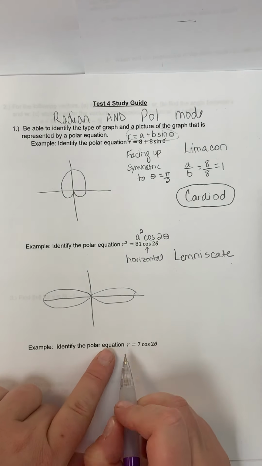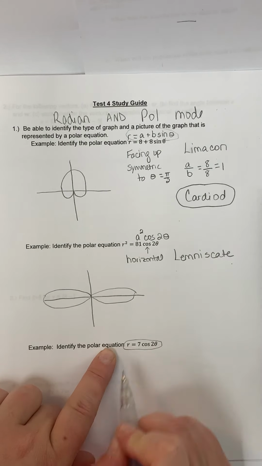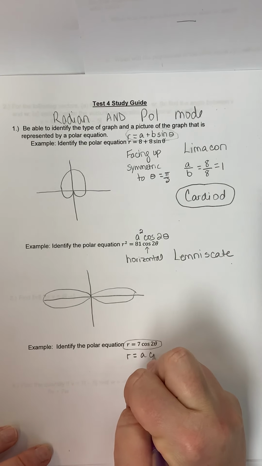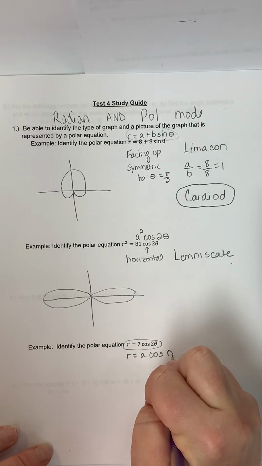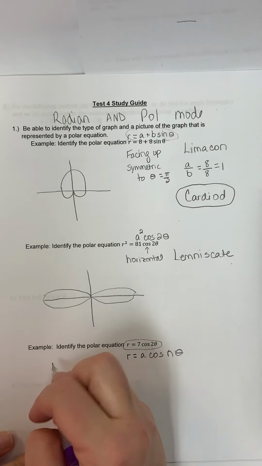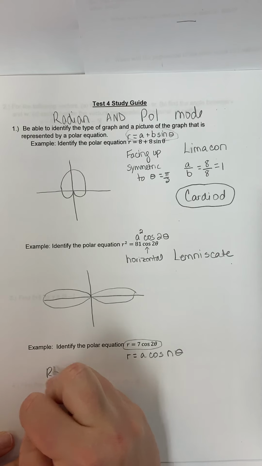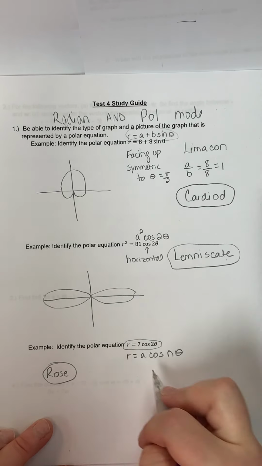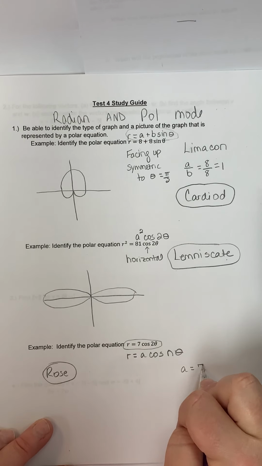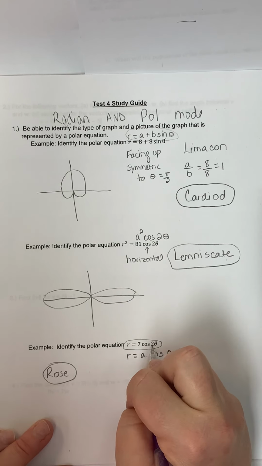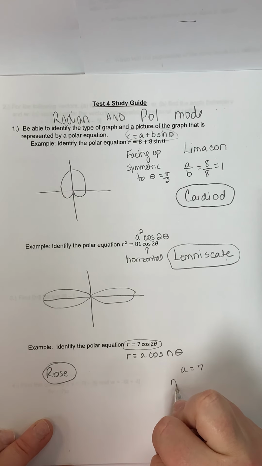And then last but not least, we have this little guy here. And if you look up this form, what you're gonna find is one that looks like this, A cosine n theta. This is a rose, okay? So this one's gonna be a rose. Your A is 7, that just means that that's your petal length. It's gonna be 7.